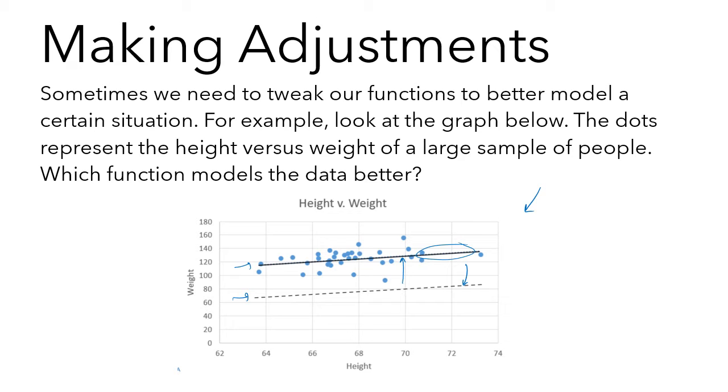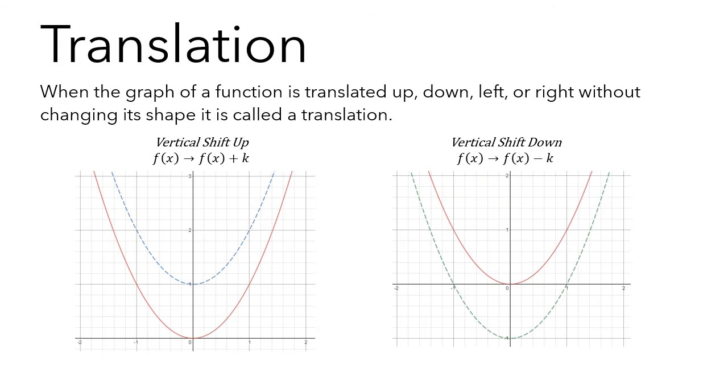How can you transform a function in a small way to make it better fit a certain data set or a situation? The first type of transformation is called a translation. So you can either shift up or shift down, left or right, which we're going to talk about in a second. So if you have a constant added onto the outside or subtracted on the outside, that will shift it up or down. So you notice the red one is the original function, and then the dotted blue one shifted up. And here the red one is the original, and then the dotted green one shifted down.